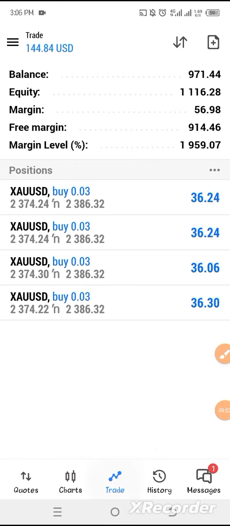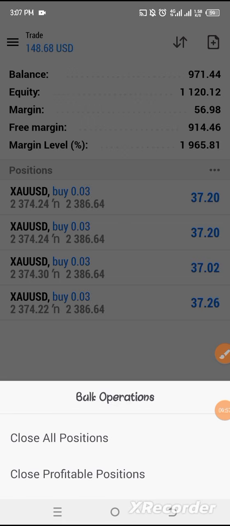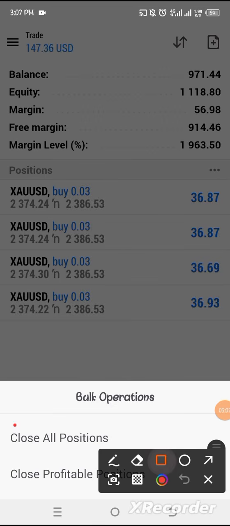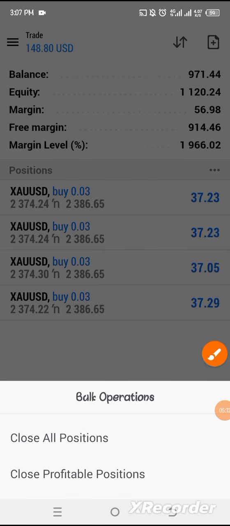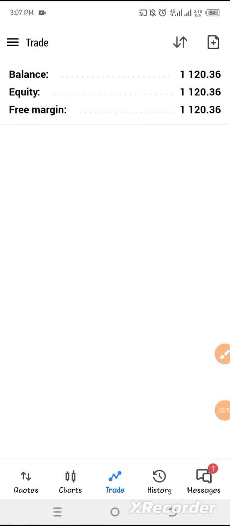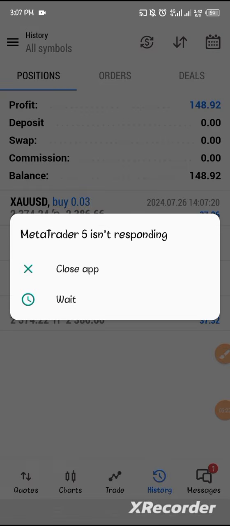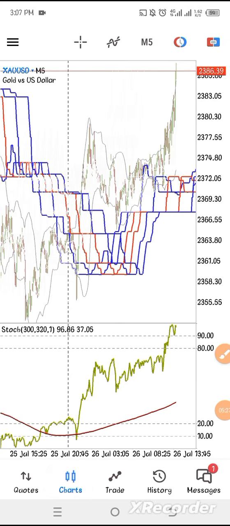I'll be closing my entry now. Like I said, you can use this strategy on MetaTrader 4 and also MetaTrader 5. I used MetaTrader 5 to take this entry, and I'm closing all my positions. When I click on this, it closes everything once and for all. As you can see, we are already in profit of $148 today. This is the first entry I took today, and it is already in my favor.